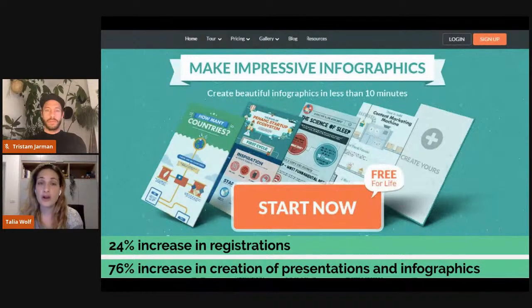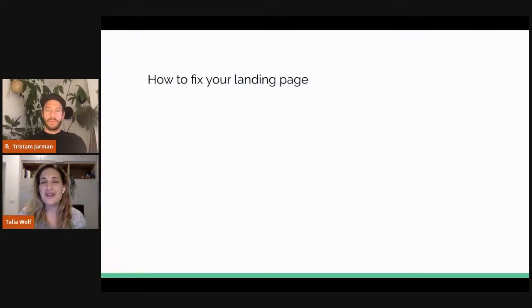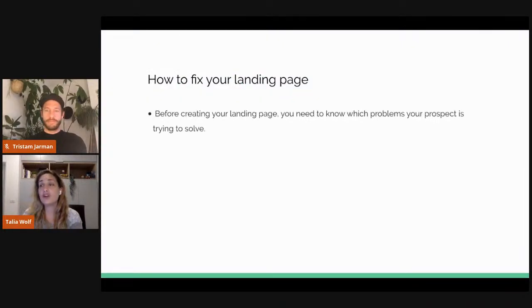So, okay, let's talk about how you can avoid making these mistakes. And here are quite a few ways you can do that. So number 1, before creating a landing page, you need to know which problems your prospect is trying to solve. So do your research. Go where your prospect is and look for those questions that they're asking, the problems that they're mentioning. You can do this in Facebook groups and forums, on Quora, and articles, and even on your competitors' websites, looking at the reviews that they're getting. Simply put, when you solve real problems, people are more likely to connect with you and convert.